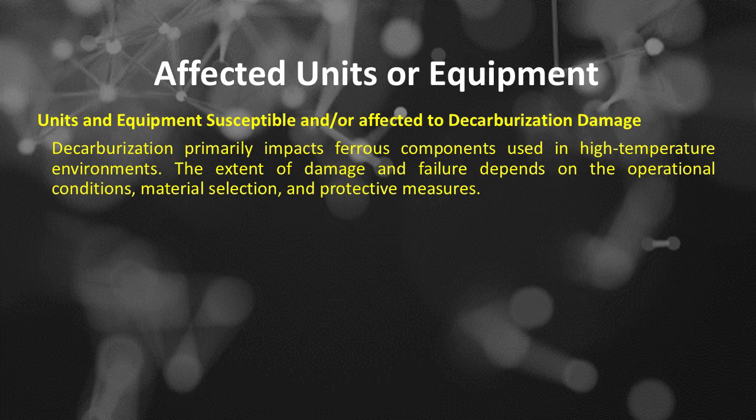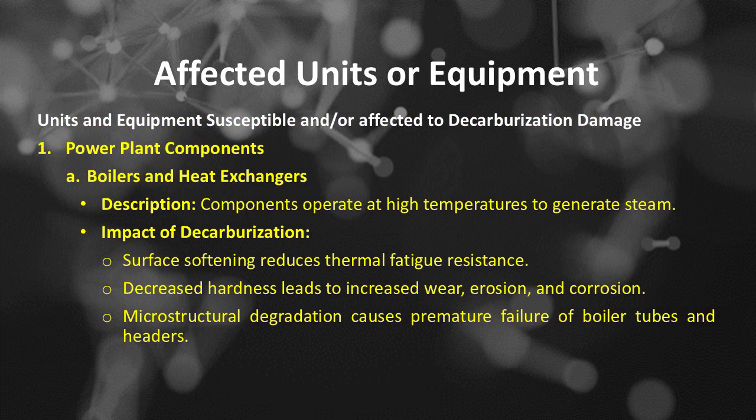Units and equipment susceptible and/or affected to decarburization damage. Decarburization primarily impacts ferrous components used in high-temperature environments. The extent of damage and failure depends on the operational conditions, material selection, and protective measures. Number 1 of units and equipment susceptible and/or affected to decarburization damage is power plant components.